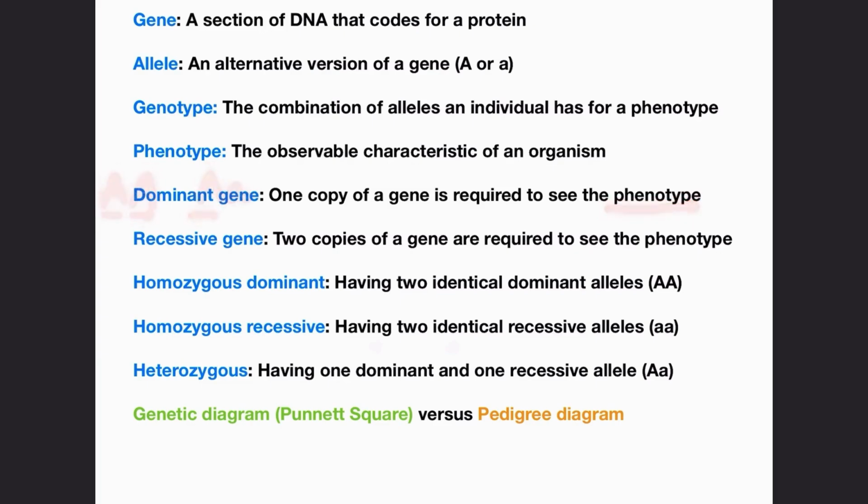As long as they have 1 big A, of course they could also have 2 big A's, they can see that phenotype. Recessive, on the other hand, means that you must have 2 copies of a gene in order to see that phenotype. So the recessive is always 2 small letters. That's how recessive is represented.